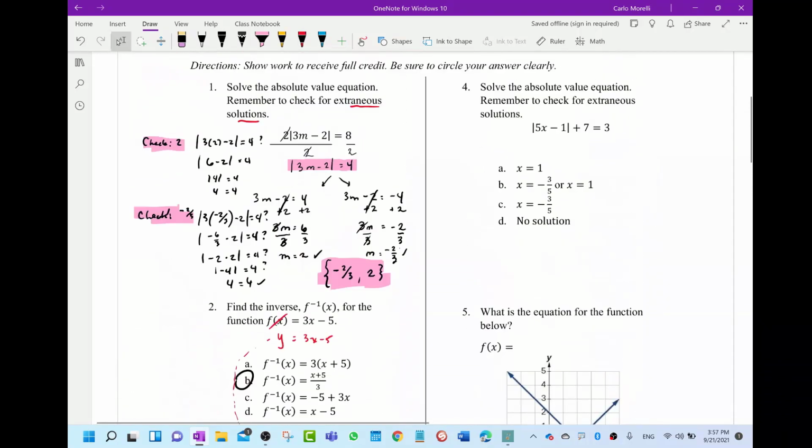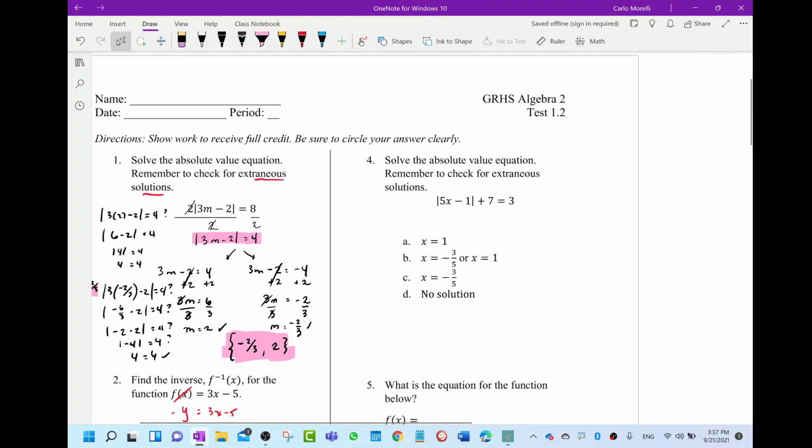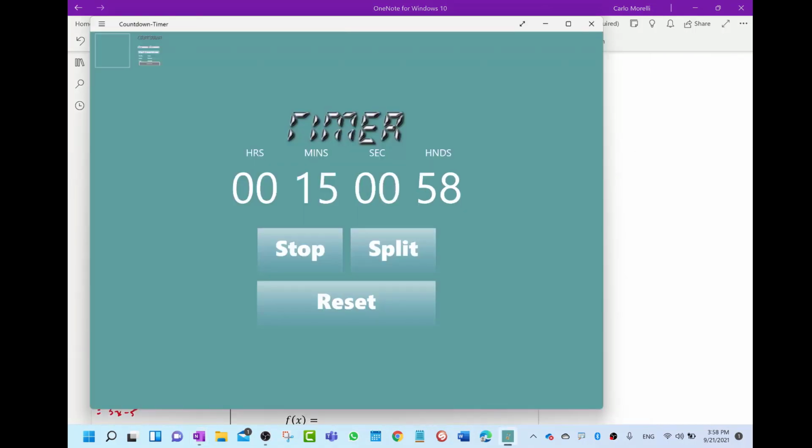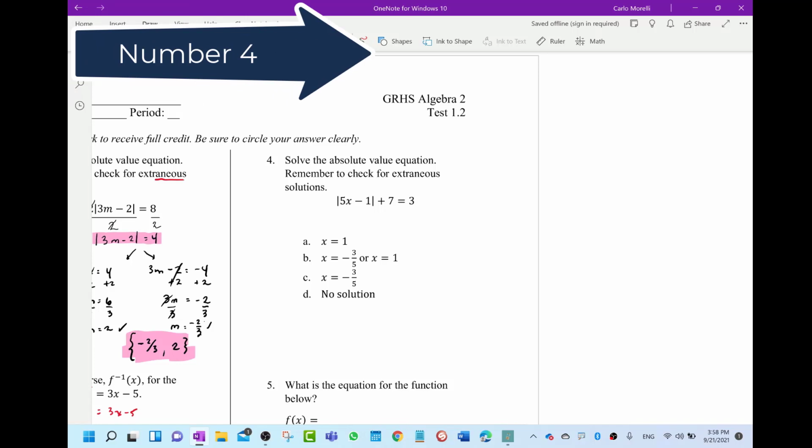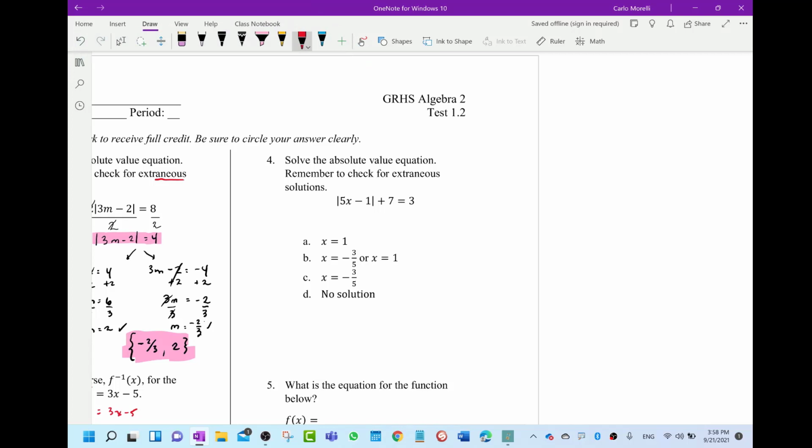Okay, moving on. We're still trying to be on time here. Let's see where we are on the timer. Oh boy, 15 minutes. Okay, so solve the absolute value, check for extraneous solutions. Oh dear. Again, they've given us an absolute value equation and no space at all to work it out. But that's okay. We'll work out what we can, and then we'll move over. So what do I have to isolate? I have to get this by itself, and then I have to make sure that it's equal to a positive number.